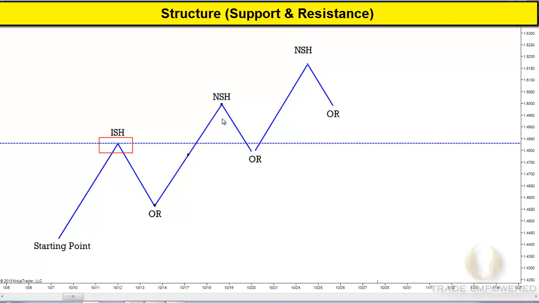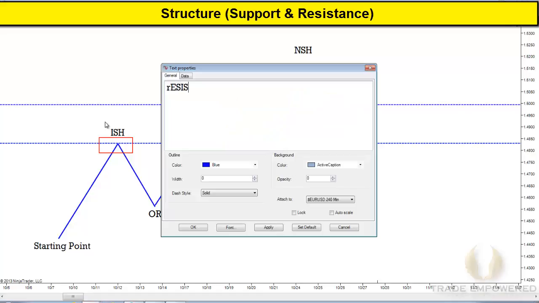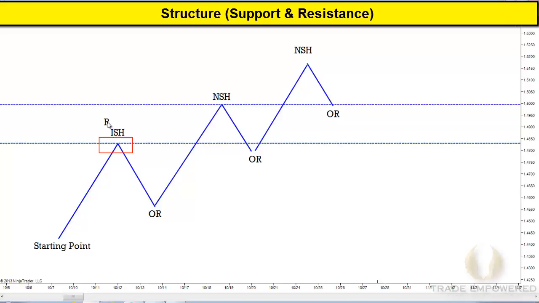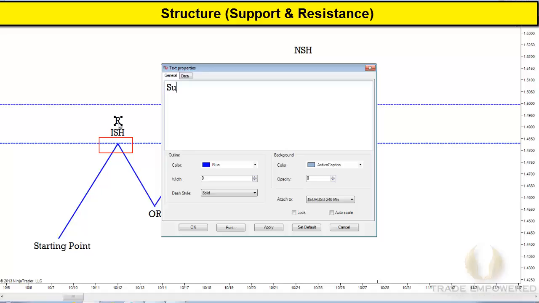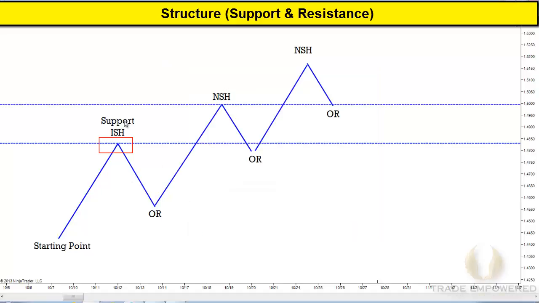Once we break that level, I should say if we break this level, we do in this case, as soon as we create this new structure high and the market starts to turn around again, this also becomes a level of structure. Now, our previous level of structure, which used to be resistance, we just label this R for resistance, used to be resistance. After it's broken and penetrated, so after we get that higher high, higher close candlestick formation, this now becomes support.